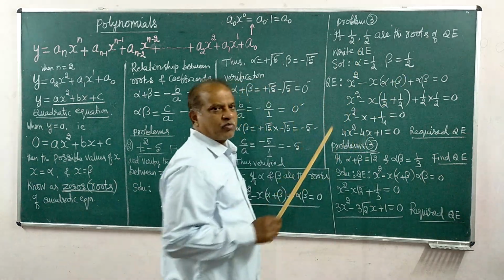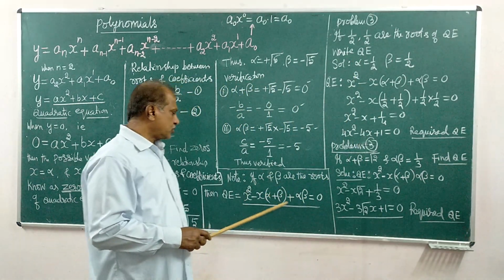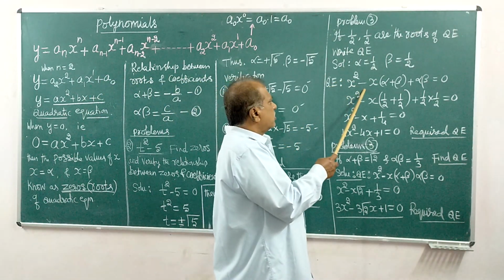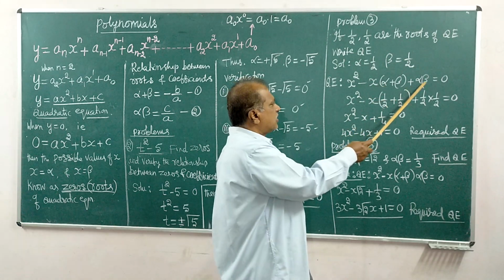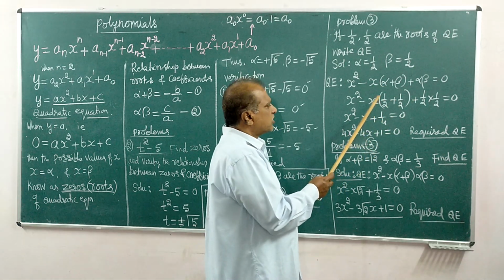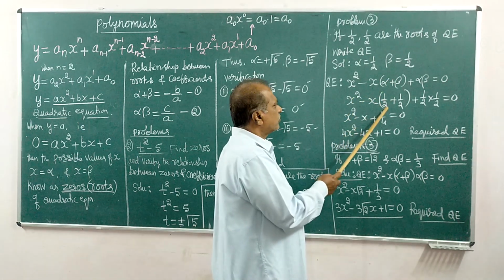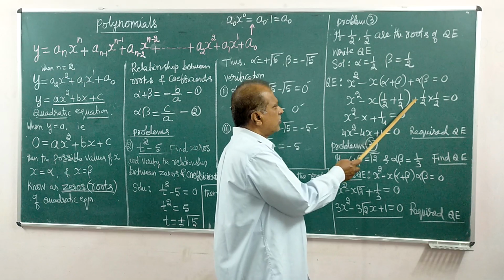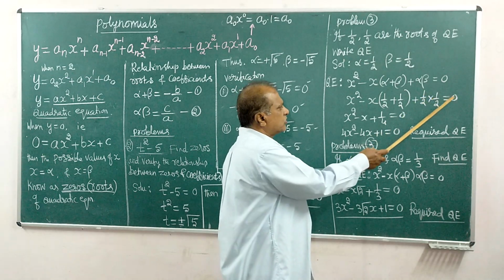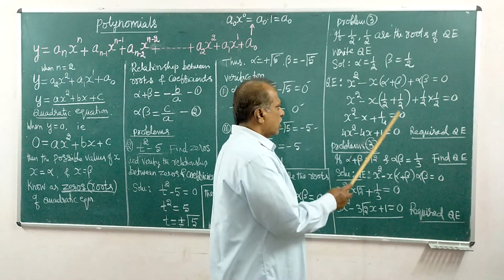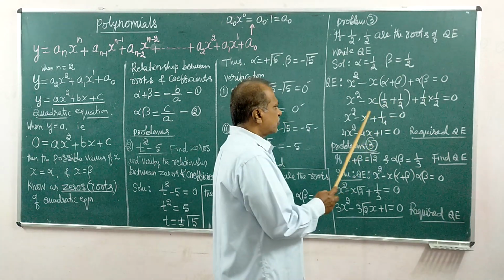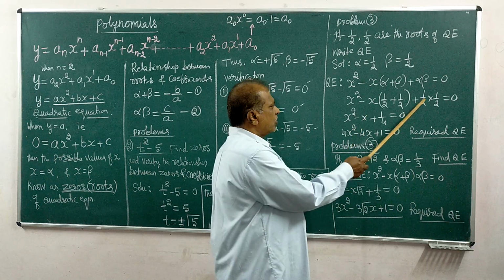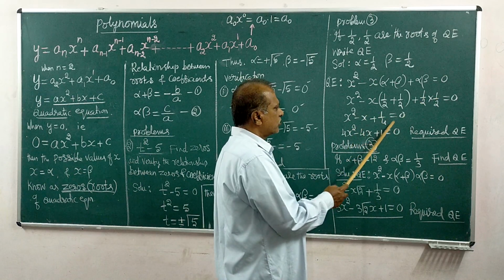Write the standard form of the quadratic equation in terms of the roots: x square minus x into (alpha plus beta) plus alpha beta. Substitute for alpha and beta. Alpha plus beta is 1 by 2 plus 1 by 2, which is 1. 1 into x is minus x. Alpha beta is 1 by 2 into 1 by 2, which is 1 by 4, equals 0.